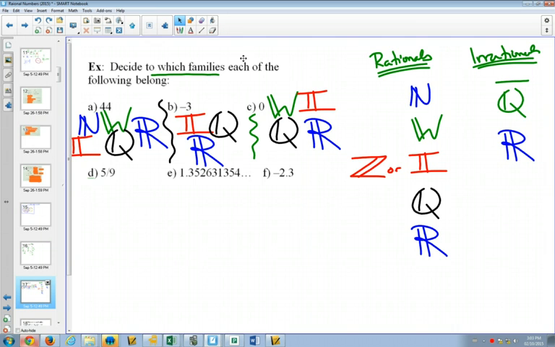5/9. Rational number or irrational? 5 over 9, yep. It is rational because it's a fraction. Is it a natural number? No. Is it a whole number? No. Is it an integer? No. So the first one you can do is rational number, and of course it's also going to be a real number.